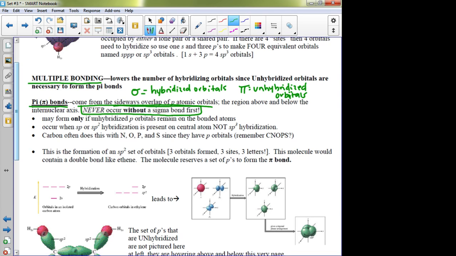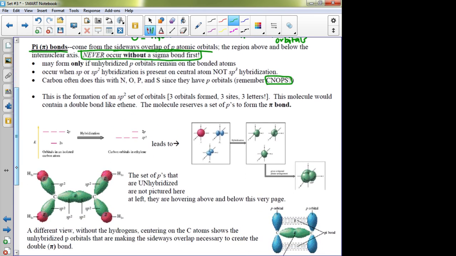So sigma bonds happen when they're hybridized. Pi bonds happen when they're not hybridized. And remember, we can only make double bonds with carbon, nitrogen, oxygen, phosphorus, and sulfur. Those are the only 5 elements that can make double and triple bonds. CNOPS. They're the only ones. Nobody else. So if you try to make a double bond with anybody else, you are wrong. Okay? Don't do it.